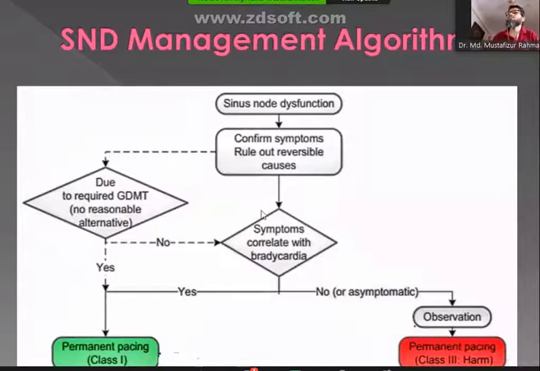And if the patient is asymptomatic and the symptom is not correlated with bradycardia, it is a class 3 indication for the pacemaker. It will cause harm to the patient.